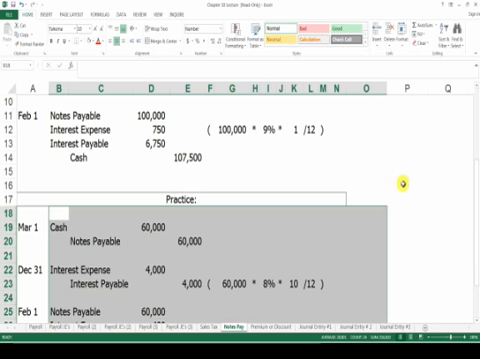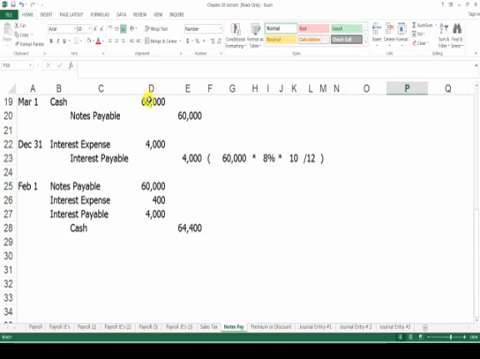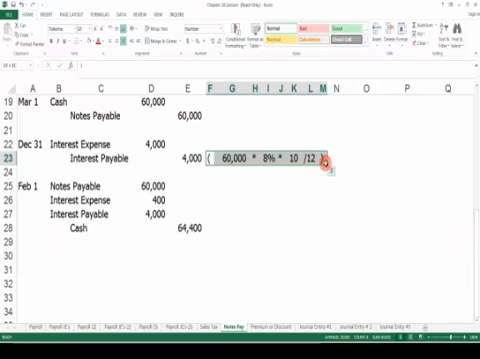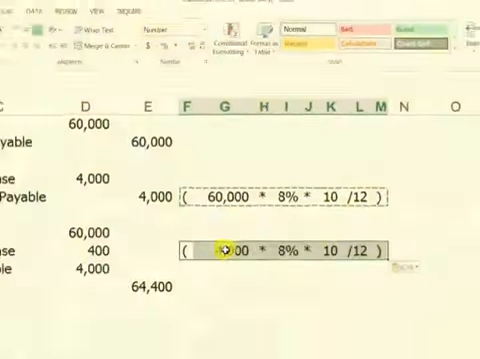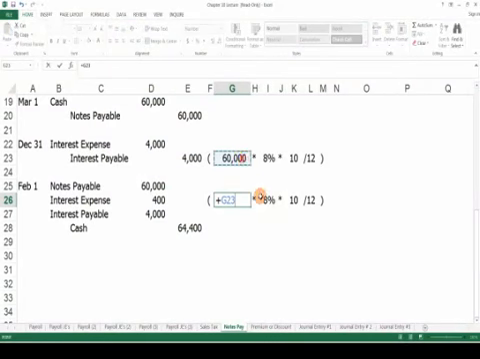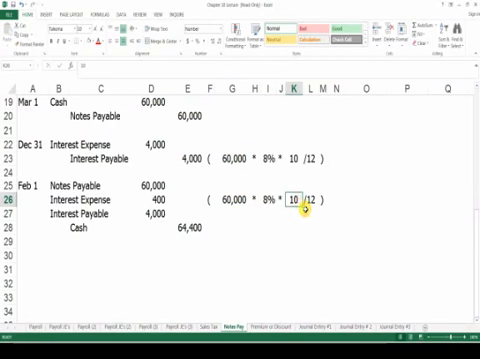And here you go. So when we borrow the cash, we debit cash and credit note payable. We're going to accrue interest. Now it is 10 months since March 1st. So from March 1st through December 31st, that's 10 months. And then again, this is going to be 1 month. So the accrued interest at maturity down here, we'll just do this real quick, is 1 month.